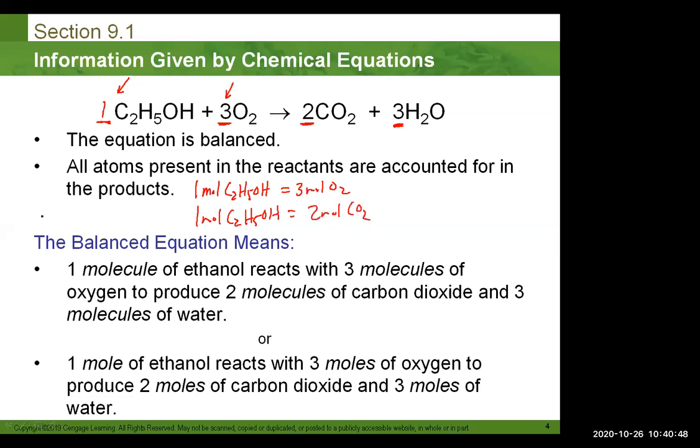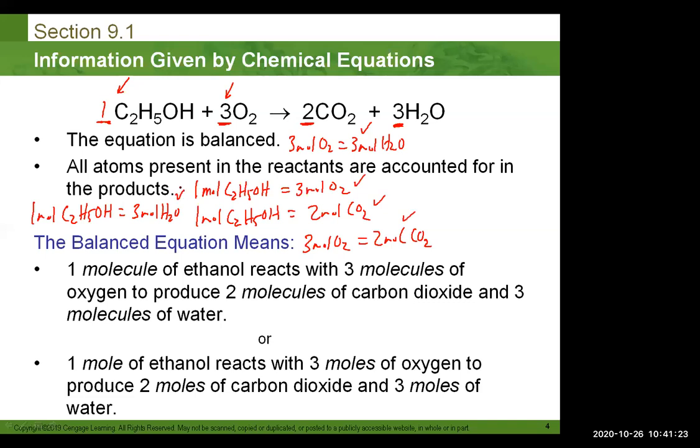We could also do 1 mole of our ethanol would get us 3 moles of water. And we could also do the exact same thing for our oxygen. Pretty much, we would have 3 moles of O2 gives us 2 moles of CO2, and 3 moles of O2 gives us 3 moles of H2O. So really from this one reaction here, our equation, we actually have 5 different relationships that we could use.